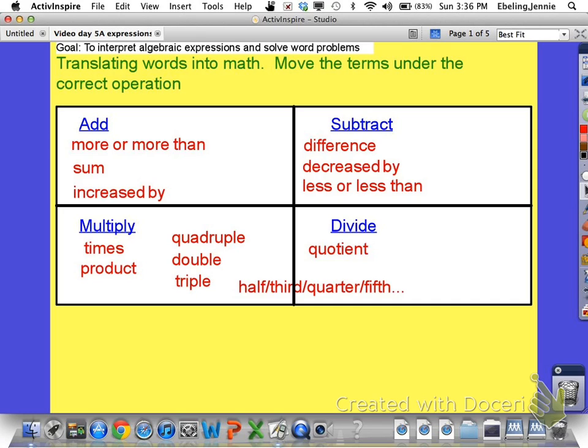Multiply, we have times, product, quadruple, double, triple. With quadruple meaning you're going to multiply by 4, double, multiply by 2, triple, multiply by 3. And quotient is a division one. Now this half, third, quarter, fifth, I kind of put between multiply and divide because it depends on how you want to write that. If I have a half of x, that could be a multiplication. Or if I've written it as x divided by 2, that's when it could be a division.